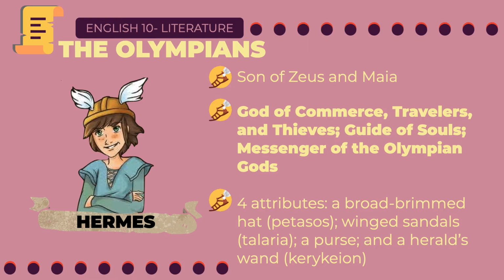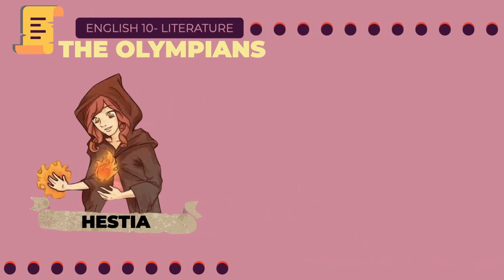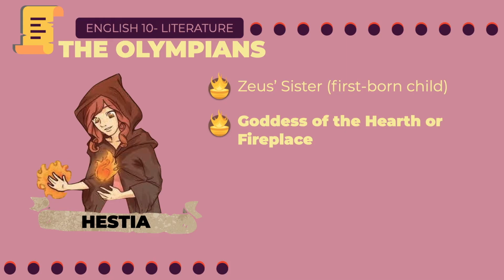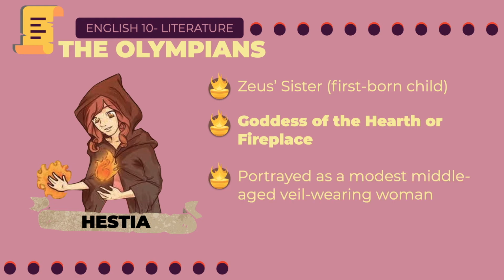Moving on to the goddesses, first we have Hestia. She is the oldest sister of Zeus. She is the goddess of the hearth or fireplace. There are only a few pictorial representations of Hestia. Usually, she is portrayed as a modest, middle-aged, veil-wearing woman. Sometimes, she stands by a large fire, carrying a staff or holding some flowers in her hands.